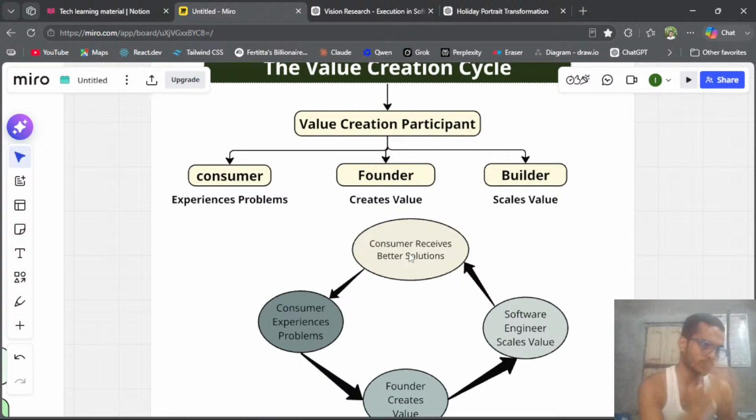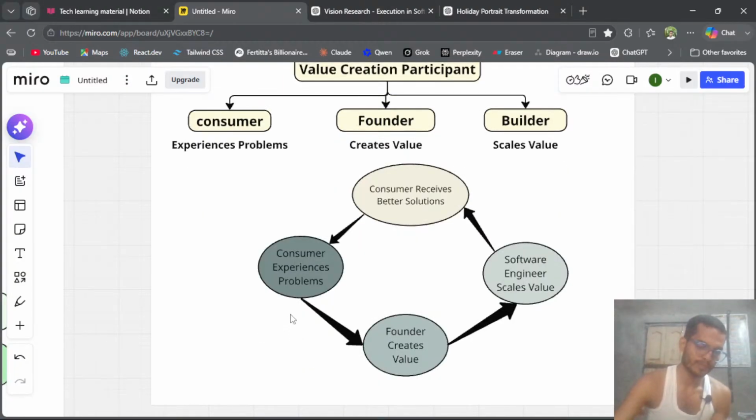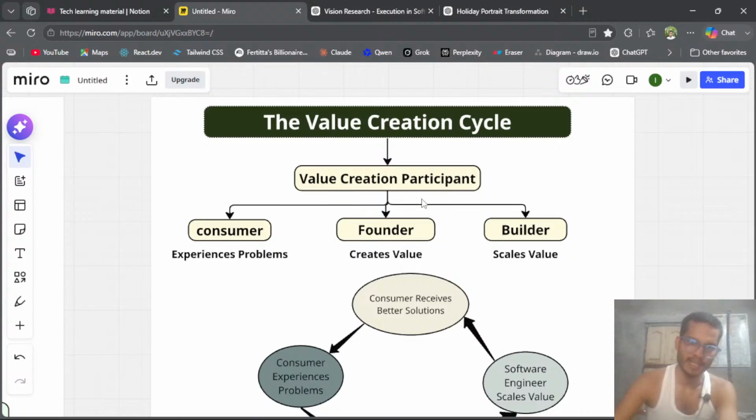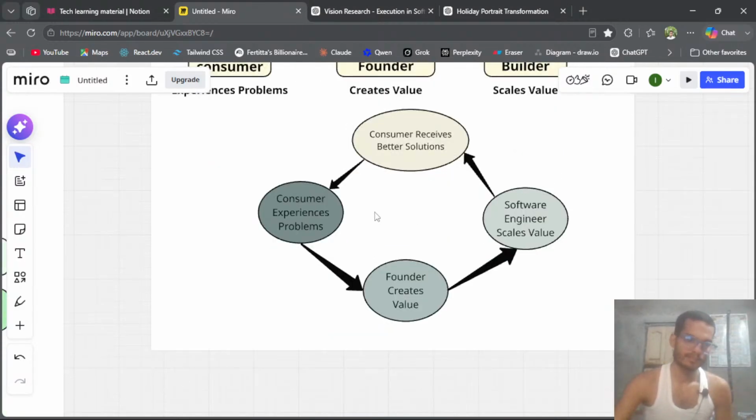Humans only consume your product because if you provide a better solution, if you're able to solve their problem, they accept your solution and they provide a reward. In this case, reward means money or whatever monetary term you can think of. So this is a cycle, and this cycle is a loop. Consumer experiences a problem, founder creates value, a software engineer scales it, consumer receives a better solution again.